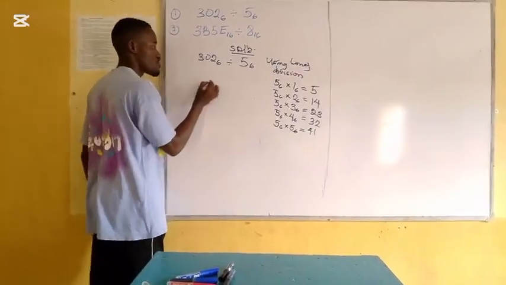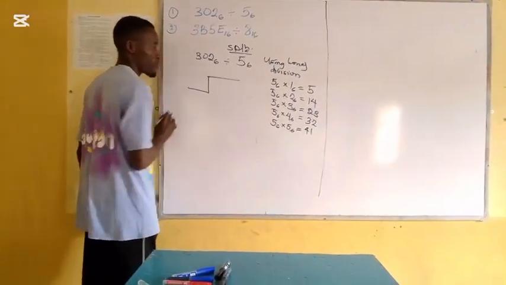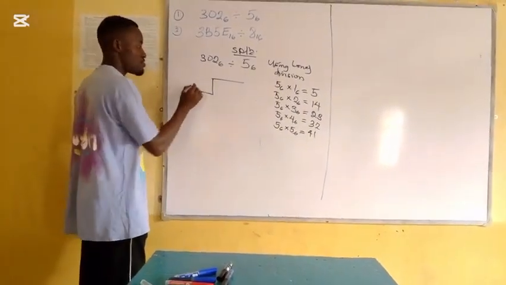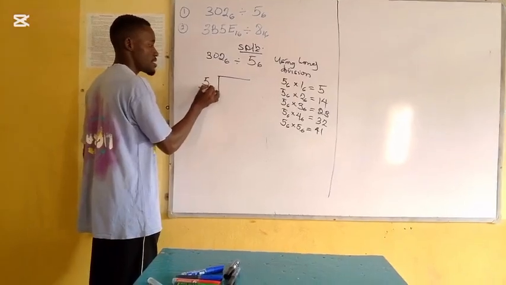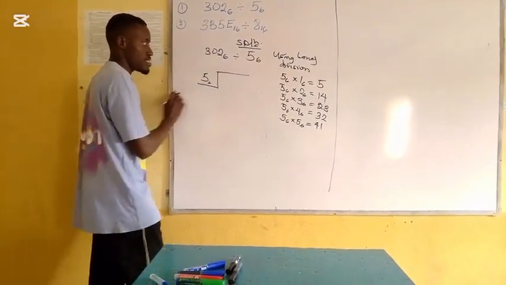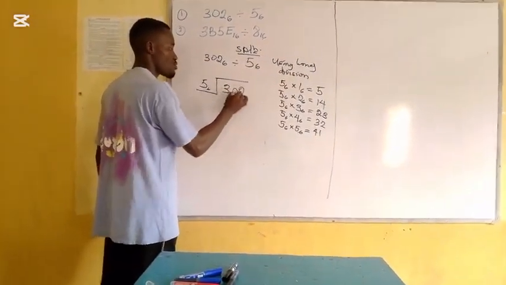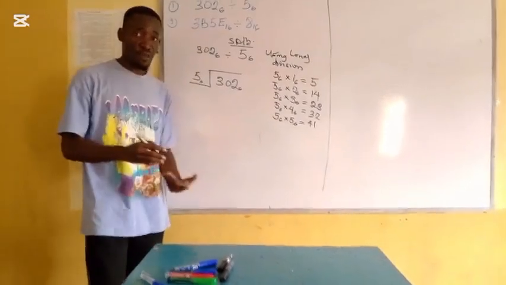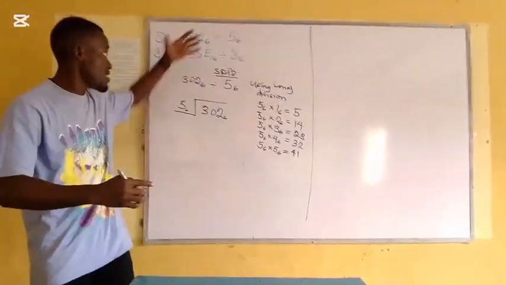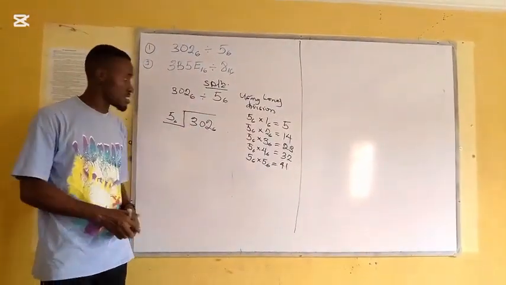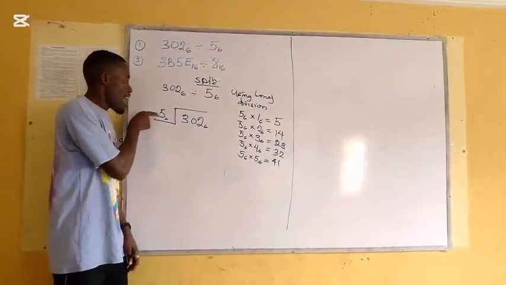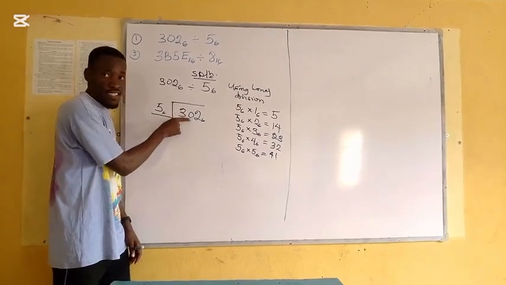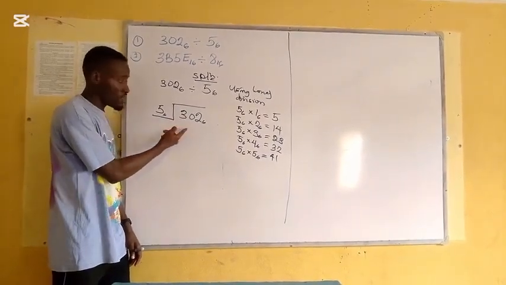So now we go. I have my divisor outside, which is my 5 in base 6, and I have my dividend inside, which is 302 in base 6. Now I believe we are all familiar with the long division method. It's just that this is a different case because it's number bases. Now let's do this. How many 5 can you see in 30? Work with the first two digits here.